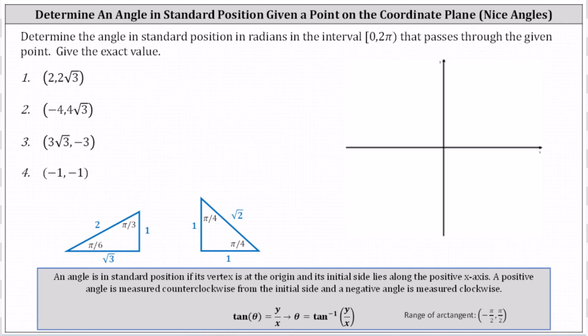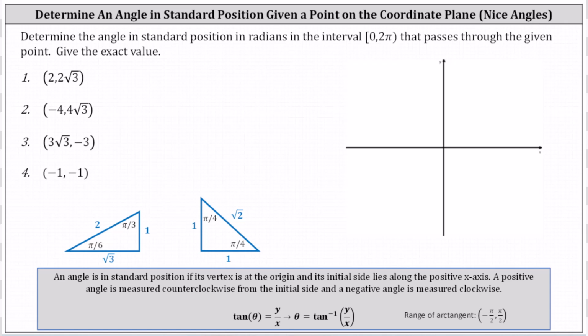Determine the angle in standard position in radians in the interval from 0 to 2 pi that passes through the given point. Give the exact value. Because we're told to give the exact value, we will not be using the calculator, because the calculator will not give angles in terms of pi.